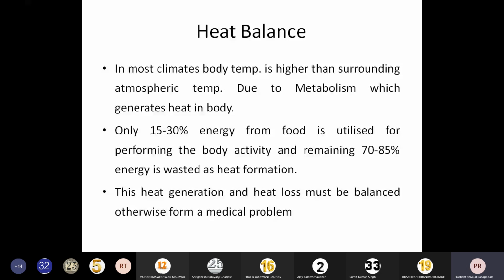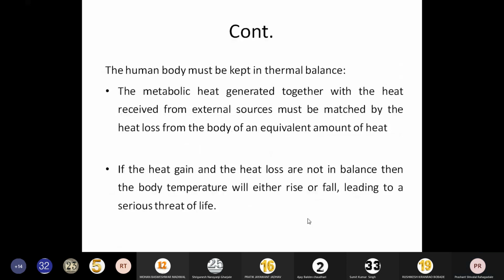So what we are saying is that the heat generation and heat loss must be balanced. Otherwise, as I said, there may be a medical problem. So that means our body must be kept in thermal balance. Thermal balance means keep in mind that I should maintain body temperature around 37 degrees. That is what I am calling thermal balance here.